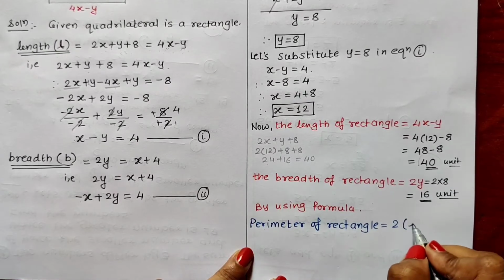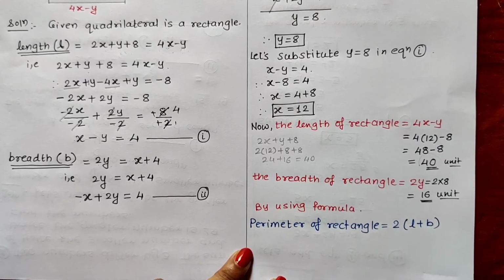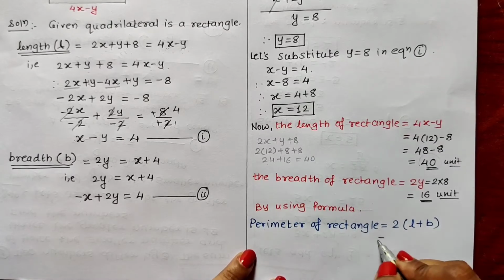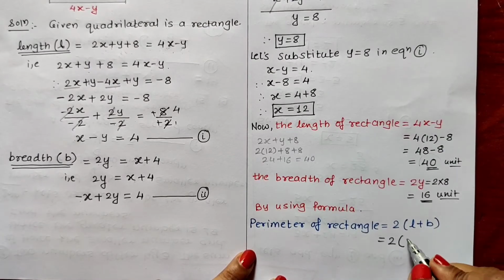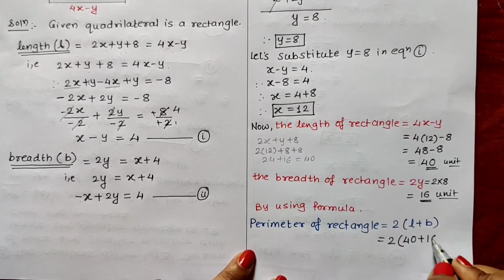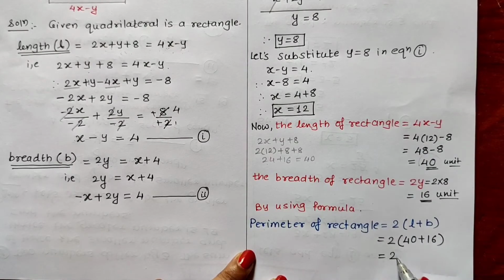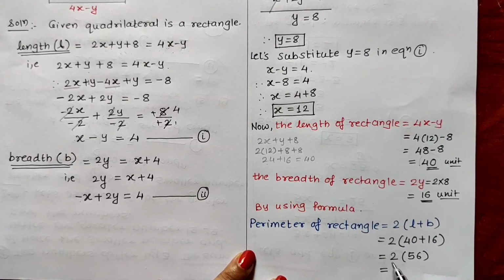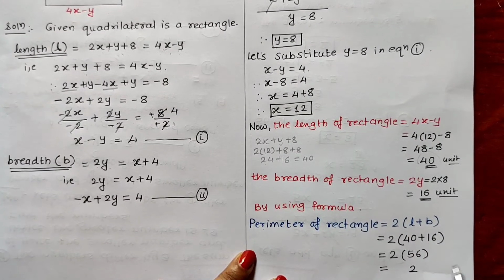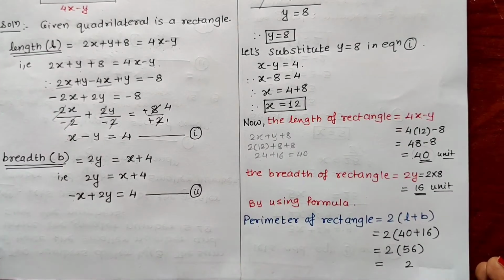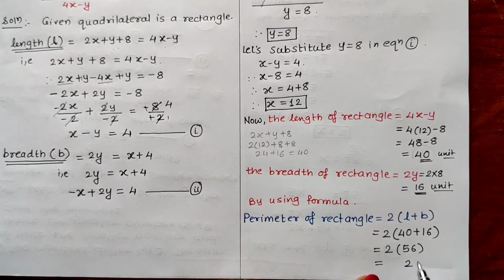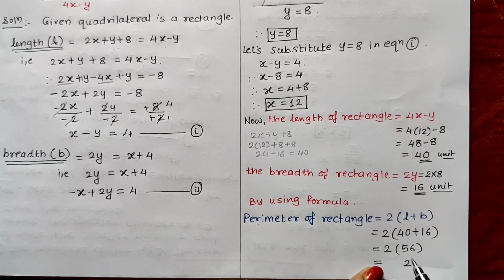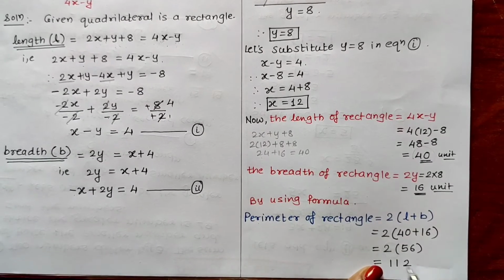Two into length plus breadth. We all know this is the formula for perimeter of rectangle. Now let us put the values. 2 into length is 40, breadth is 16. So 2 into 56. So answer is 6 2s are 12 and 1 carrying, 5 2s are 10. 10 plus 1 is 11, so 112.